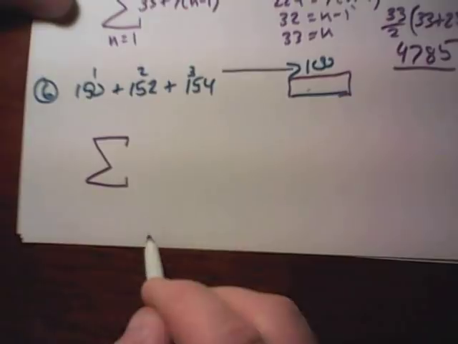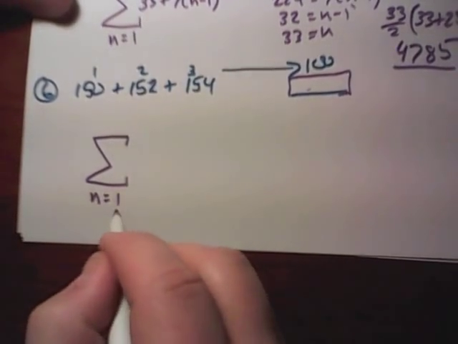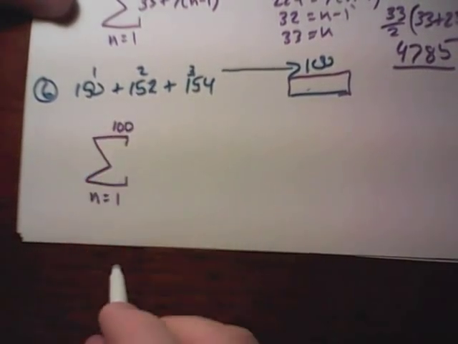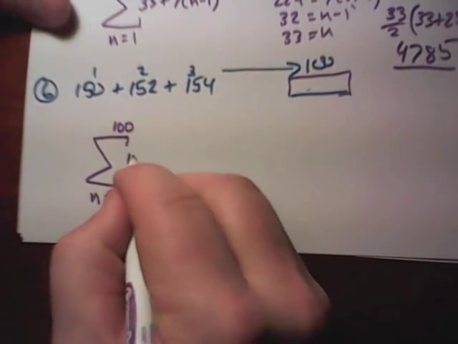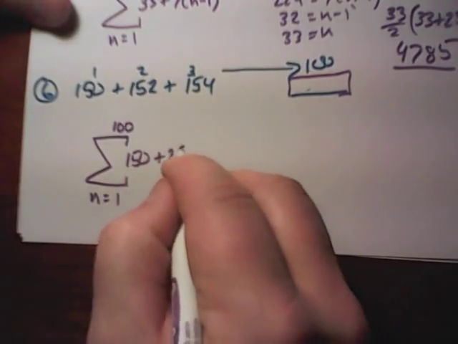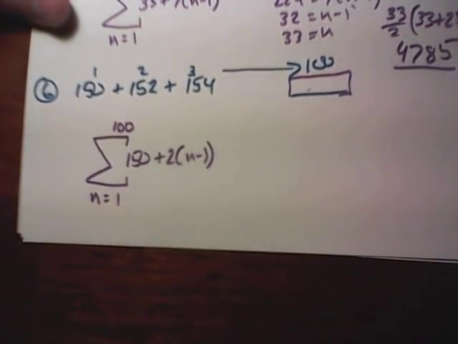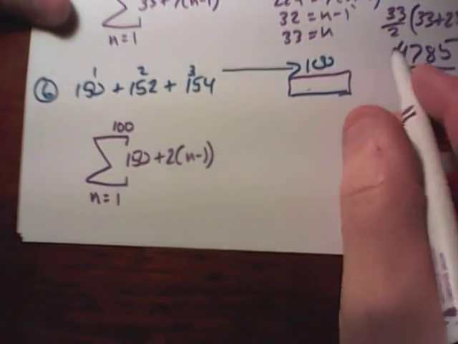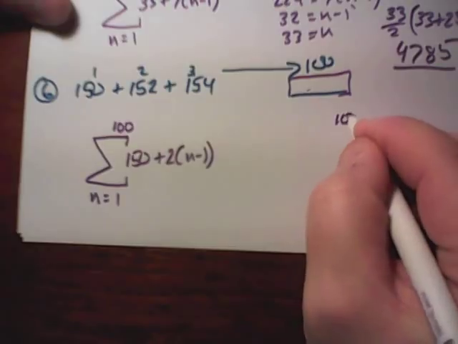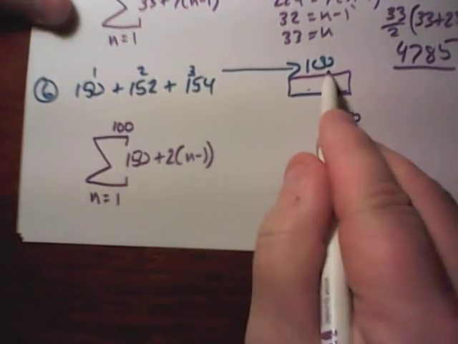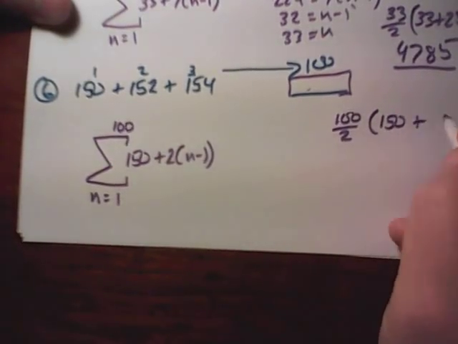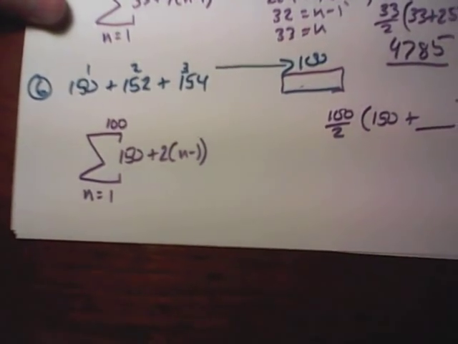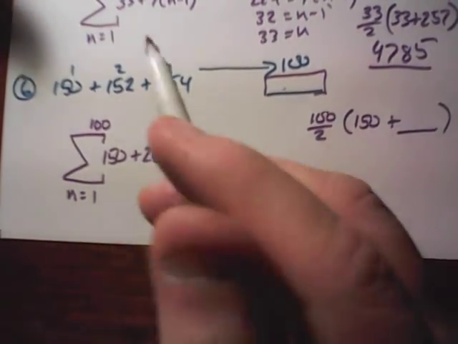Assuming that you've done that, let's continue here. This is going to be, if I start with 1, I know the upper limit is going to be 100, and I know my explicit formula is going to be 150 plus 2 n minus 1 number of times. And if I use my formula for finding the sum, I'm going to take 100 terms divided by 2. I know there are 100 terms here. Then I'm going to take my first term, which I know is 150, plus my last term, but that's what I don't know right now.